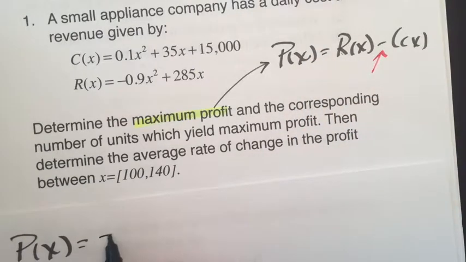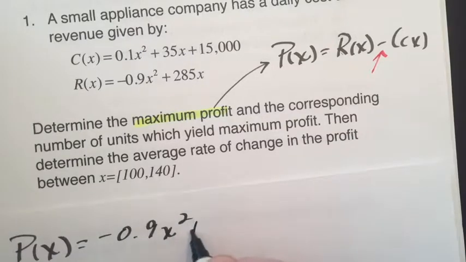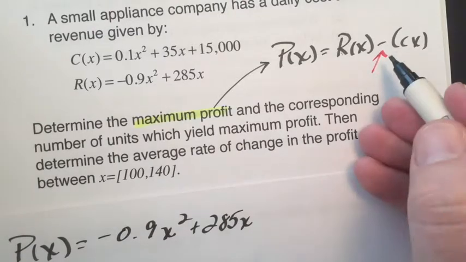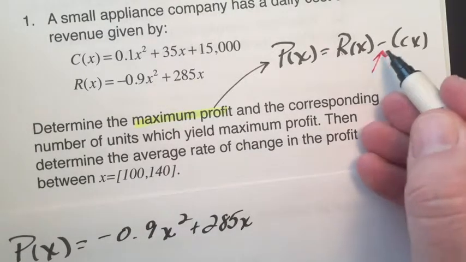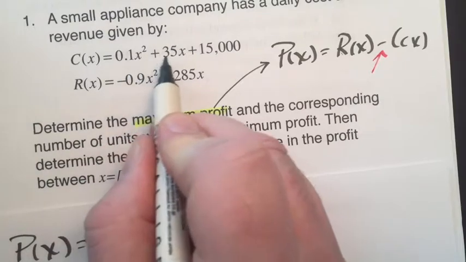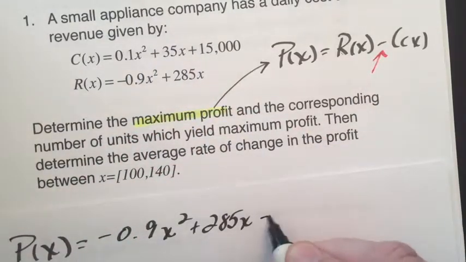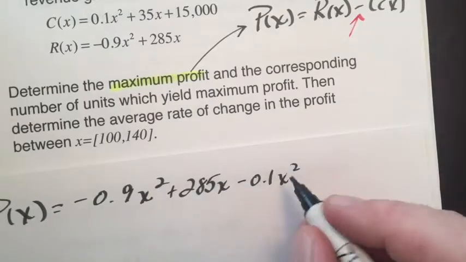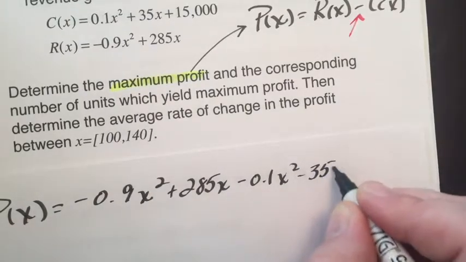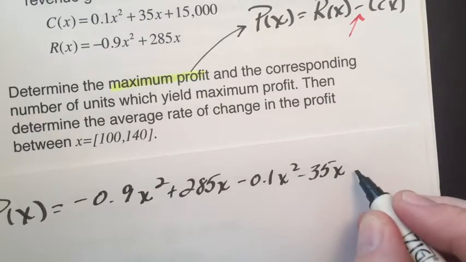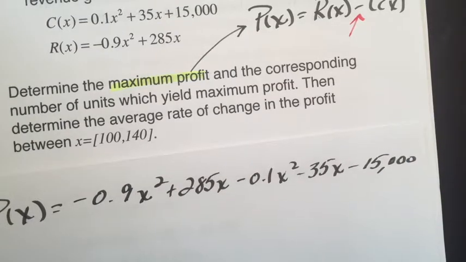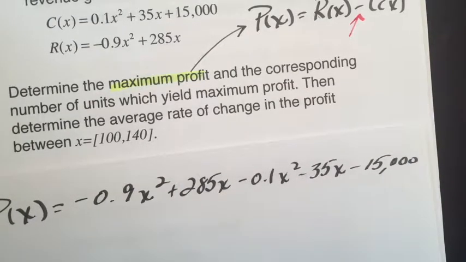Revenue is equal to negative 0.9x squared plus 285x. Now we're going to subtract our cost, and because we're subtracting the cost, every sign in cost is going to change. Minus 0.1x squared, minus 35x, and minus 15,000. And then it's just a matter of collecting our like terms.